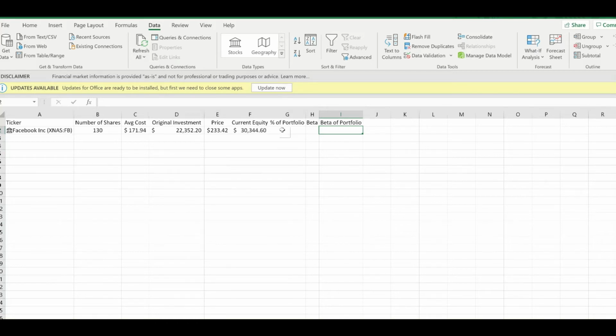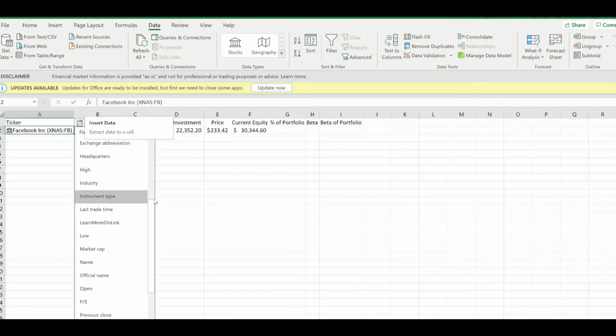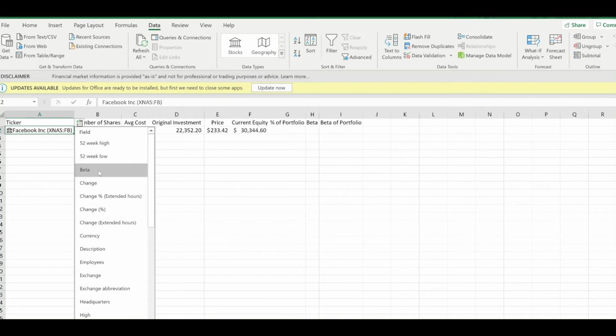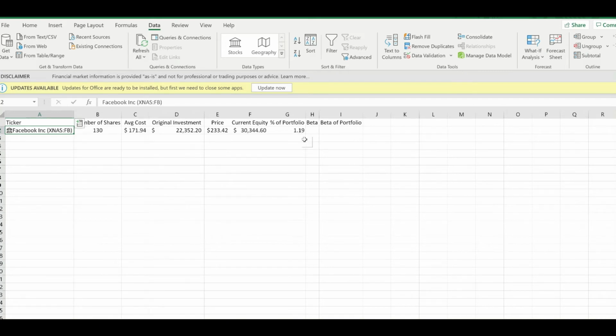So let's calculate. Here, what I have to do is bring in beta. I think it's right here, and it fills in the next free column. But what you can do is a Control X and just move it over here. So see, this is the equation that they use. So now you have 1.19, which is the beta of Facebook.